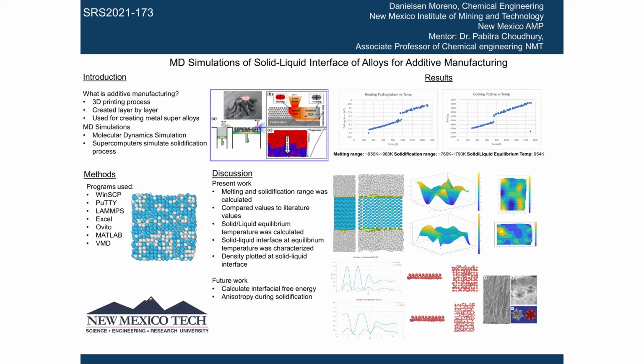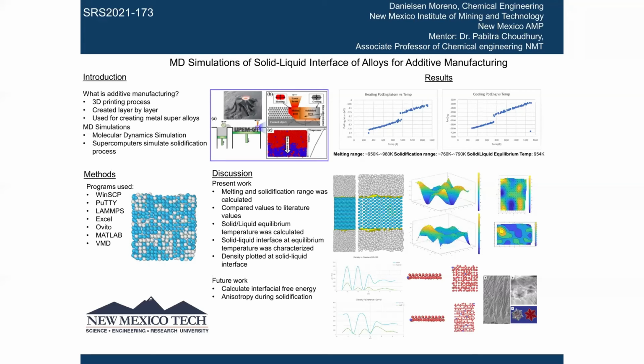And so essentially what I did is I had an alloy of aluminum and zirconium, and I essentially made a metal slab inside the molecular dynamic simulations using VMD. And I essentially got a slab of metal, I heated it up past its melting range, and then I solidified it from a very high temperature to a cooling temperature to where it was solid.